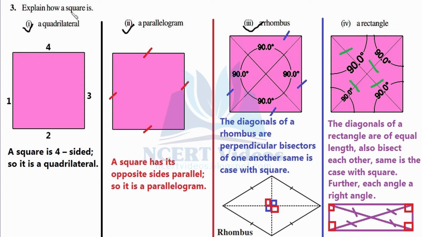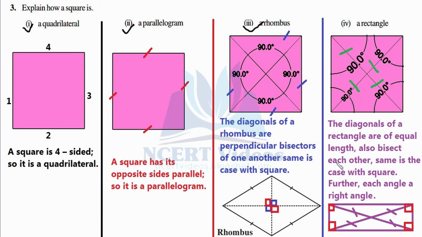Last part, we have to explain how a square is a rectangle. What are the conditions of a rectangle? We have written them down. The diagonals of a rectangle are of equal length. If you observe a rectangle, the diagonals are of equal length. Similar is the case with a square. The diagonals are of equal length in measure.